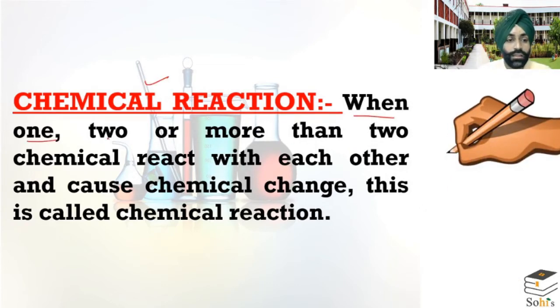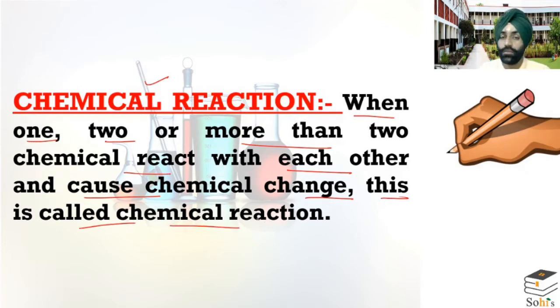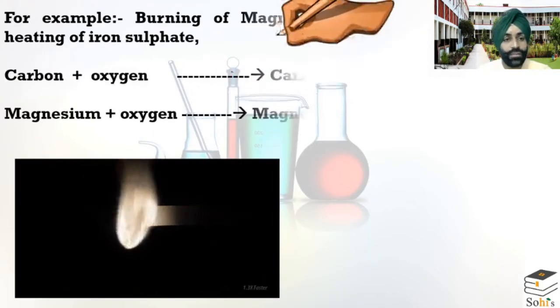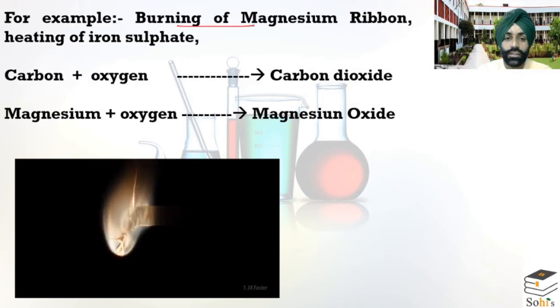When one, two or more than two chemicals react with each other and cause a chemical change, this is called a chemical reaction. When one or more chemicals combine and cause chemical changes, then we say it is a chemical reaction. Examples: for example, burning of magnesium.